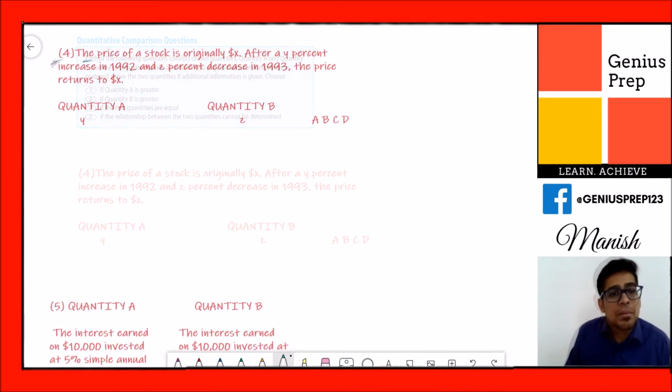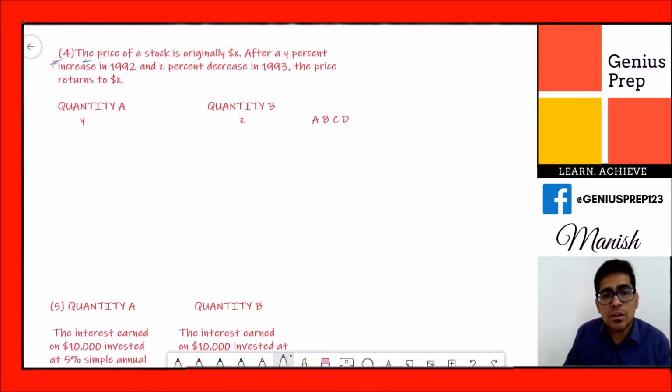Suppose this: the price of a stock is originally $X. After a Y percentage increase in 1992 and a Z percentage decrease in 1993, the price of the stock returns to $X. So you need to find out whether quantity Y is greater or quantity Z is greater. Okay, so there are two ways. First is using logic without any calculation. You can do that. How will you do that?